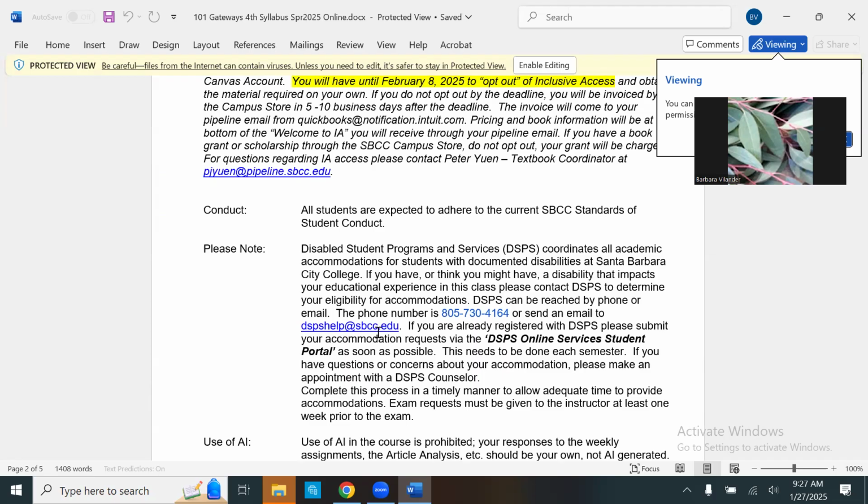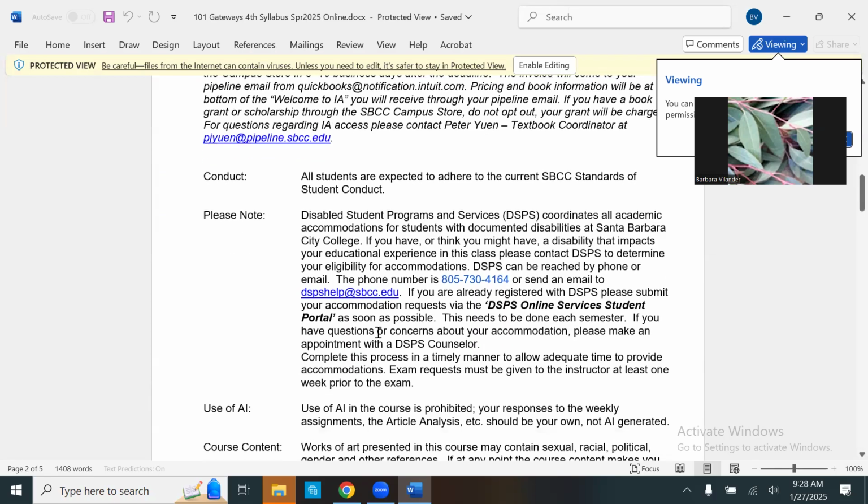If you are a DSPS student, you need to register with them promptly because that gives me enough time to know that I need to get your exam to them, for example, if you take it in the testing center, okay?